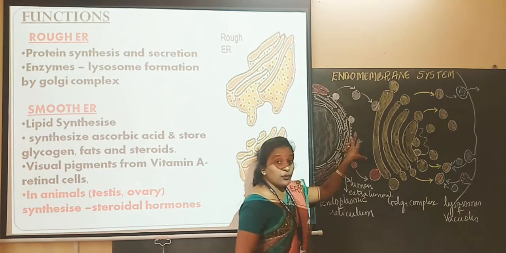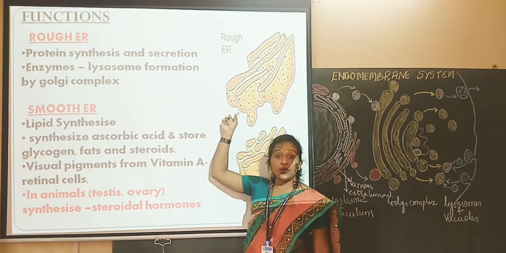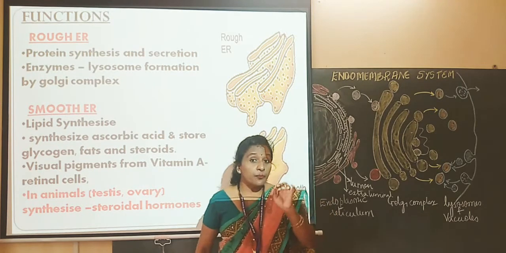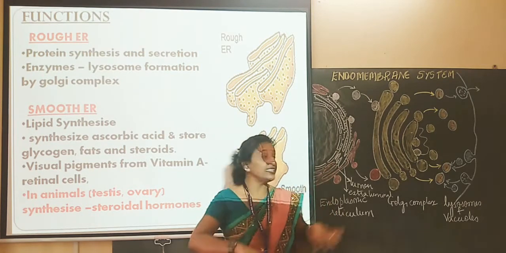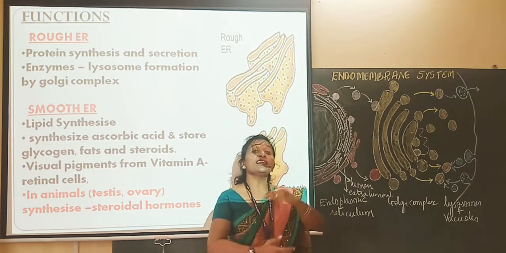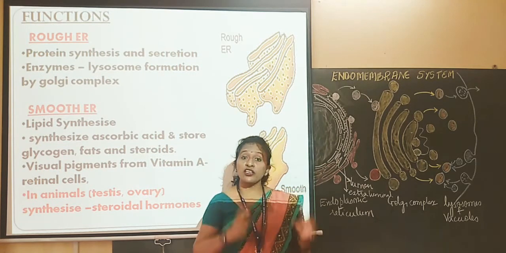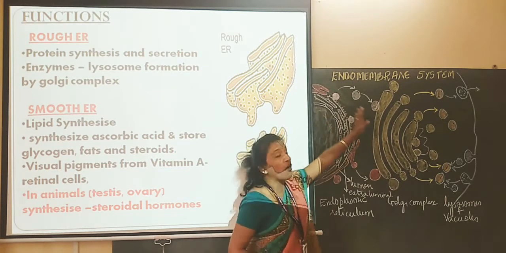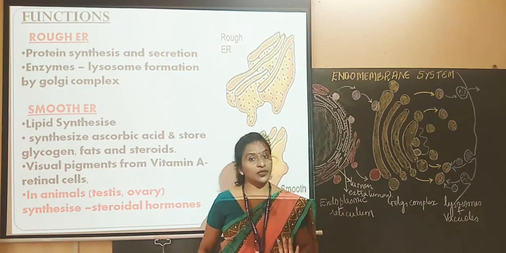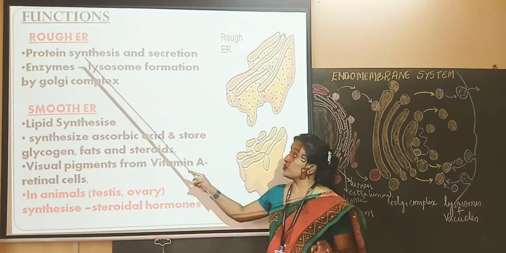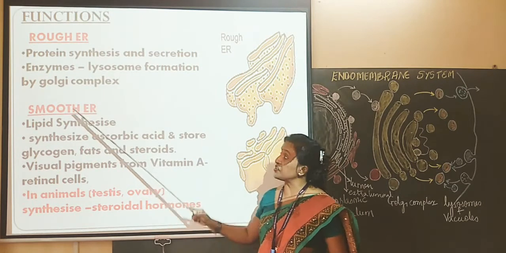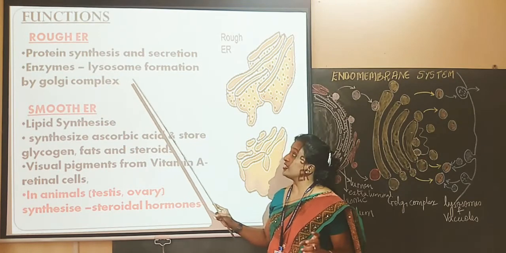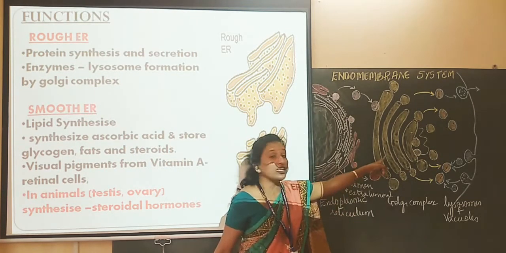So the ribosomes that are located on the endoplasmic reticulum will help in the protein synthesis. These proteins will be transferred inside the endoplasmic reticulum. There the folding as well as the modification of these proteins will take place, and then it will be released out of the endoplasmic reticulum. Okay. So rough endoplasmic reticulum helps in the protein synthesis and its secretion. Also it helps in lysosome formation by the Golgi complex.